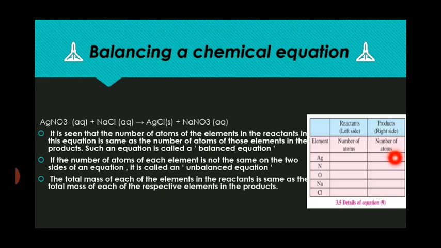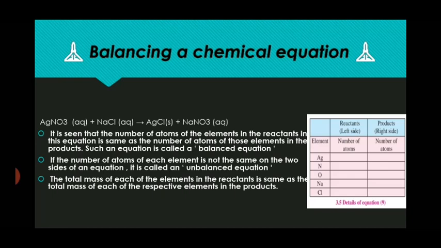How many Ag? 1. Again N is 1. Oxygen is 3, Na is 1, and lastly chlorine is 1. So this equation is known as a balanced equation. The number of atoms of the elements in the reactants in this equation is the same as the number of atoms of those elements in the products. Such an equation is called a balanced equation.